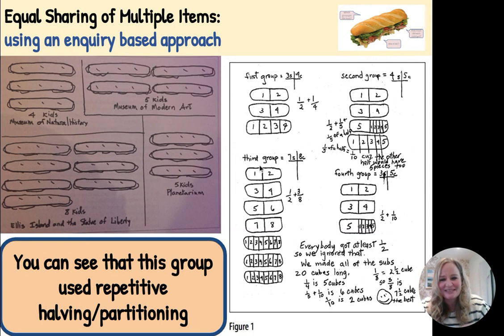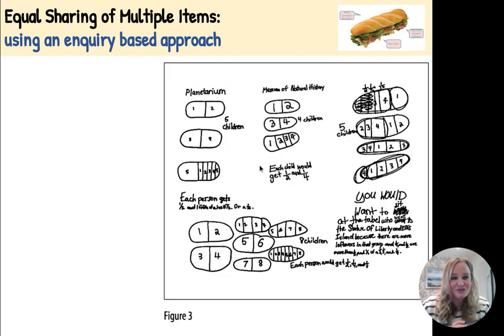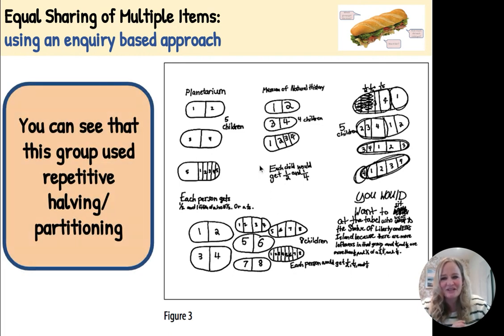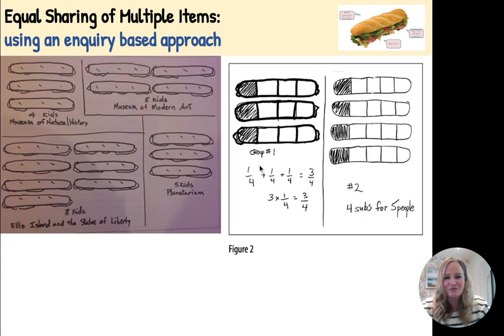So they've used repetitive halving, partitioning, the bricolage method as described in the Orange book to solve the problem. They have solved it, but it's a bit more complicated to be able to give a really secure final answer. You can see this group have done the same. They've used repetitive halving and partitioning to solve the problem.